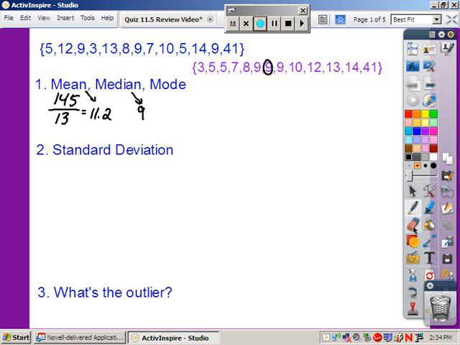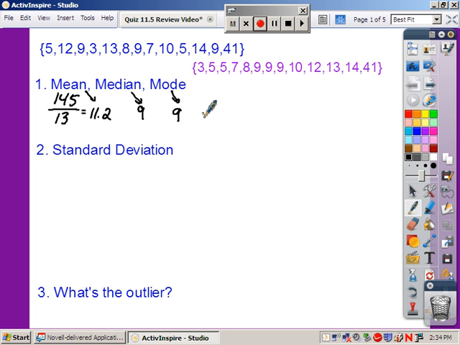And then we also want a mode, which is the most frequently occurring number. And as you can see, the 9 shows up 3 times in the data set. None of the other numbers more than twice. So the mode is also 9.